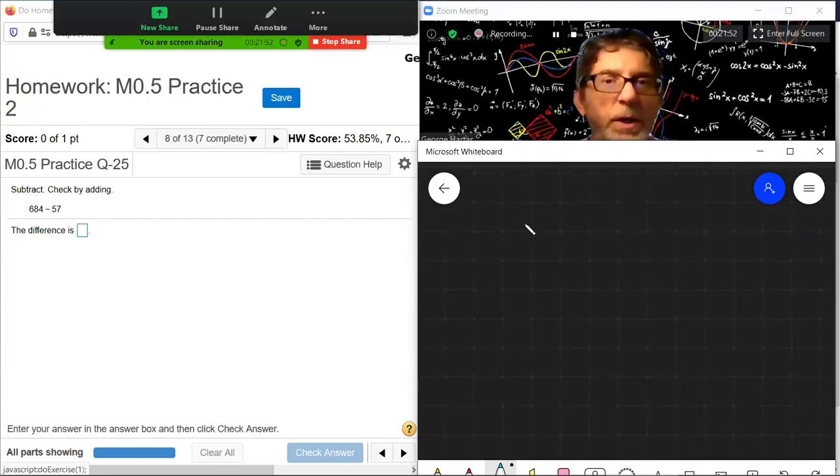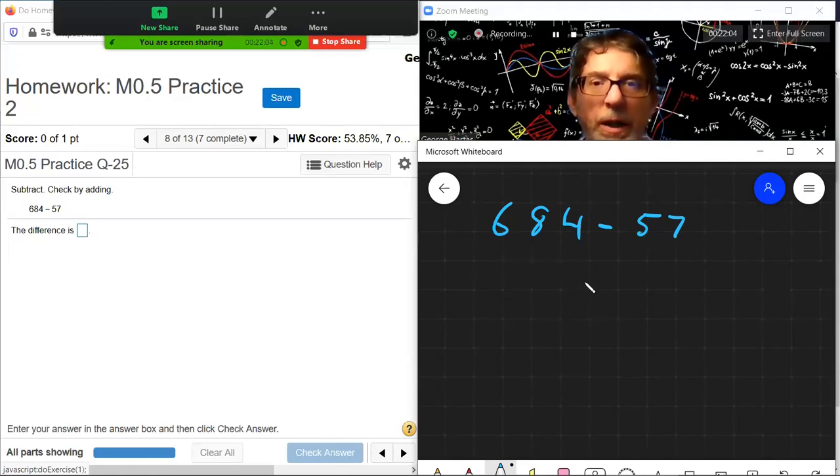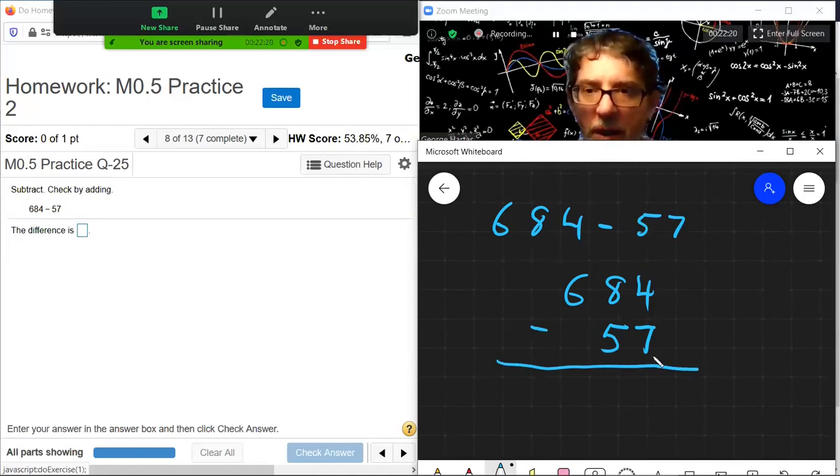We have a 3-digit number, 684 minus 57. The leftmost number goes on top, 684. And the rightmost number goes on the bottom. And make sure it's right aligned. So the 7 goes here and the 5 goes here. Okay, the numbers have to be right aligned, which means the ones columns line up, tens column line up, hundreds line up, and so on.